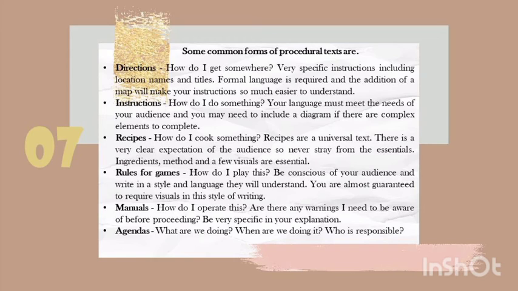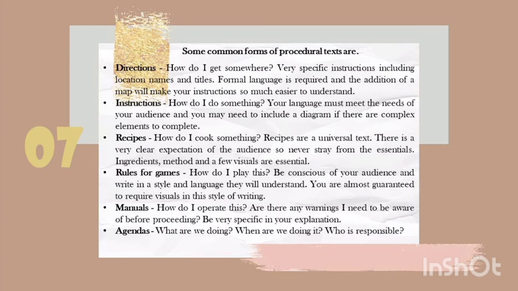Instructions: how do I do something? Your language must meet the needs of your audience, and you may need to include a diagram if there are complex elements to complete. Recipes: how do I cook something? Recipes are a universal text. There is a very clear expectation of the audience, so never stray from the essentials. Ingredients, methods, and a visual are essential.